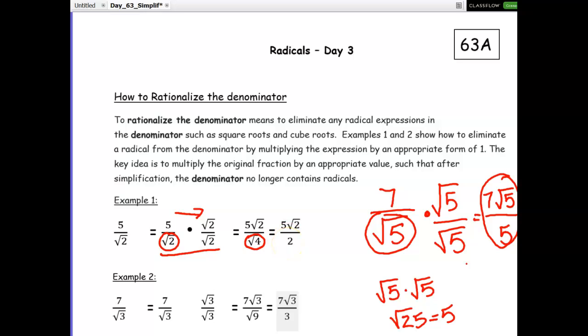So if I look at 7 over radical 3, I'm going to multiply by radical 3 over radical 3. Notice whatever that radical is, the 1 is just going to be radical 3 over radical 3. So we're really just multiplying by 1. But we take the radical out of the denominator this way. Again, we multiply straight across. 7 times radical 3 is 7 radical 3, and radical 3 times radical 3 is really radical 9 or 3. So we end up with our answer here.